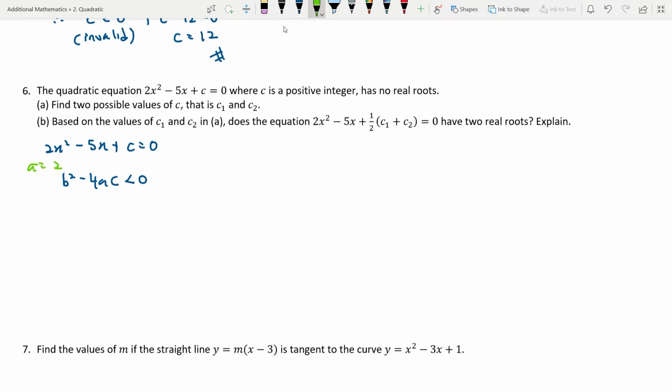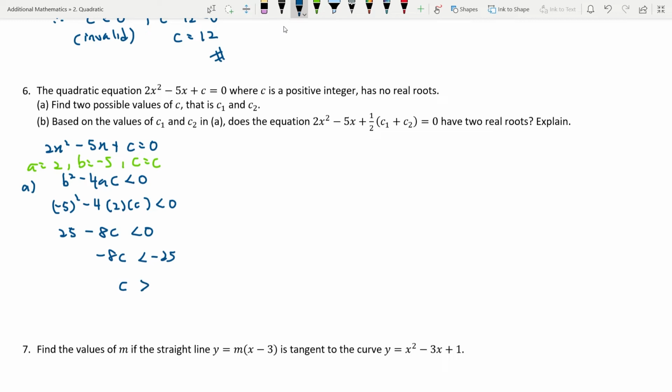a is equal to 2, b is equal to -5, and c is equal to c. Substitute all the values into the discriminant. (-5)² - 4(2)(c) < 0. 25 - 8c < 0. -8c < -25.